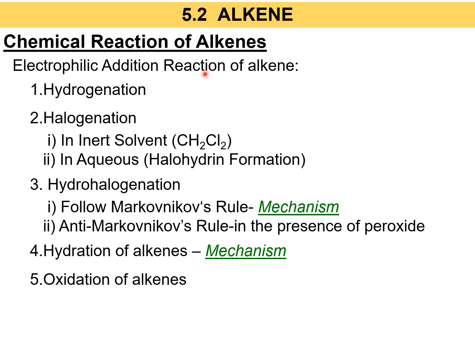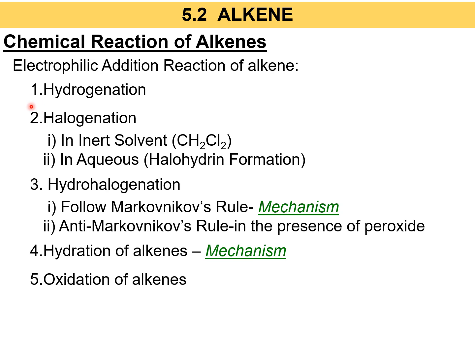Okay, and there are a few of the chemical reactions of alkenes that use the type of reaction electrophilic addition reaction. Here are some of the chemical reactions of alkenes that you need to learn, such as hydrogenation, halogenation in inert solvent CH2Cl2 or in aqueous solvent. Then hydrohalogenation that follows Markovnikov's Rule and also that does not follow Markovnikov's Rule, because of the presence of peroxide. Next is the hydration of alkenes, and lastly the oxidation of alkenes.